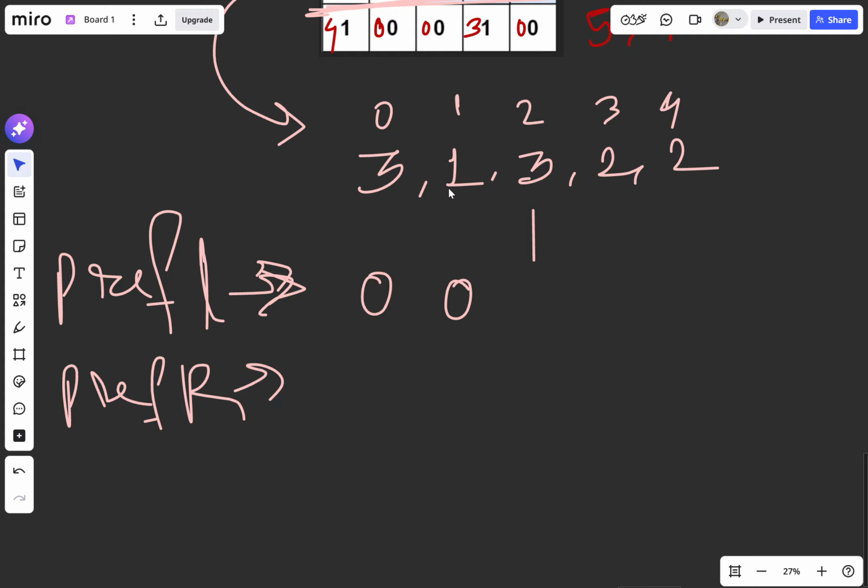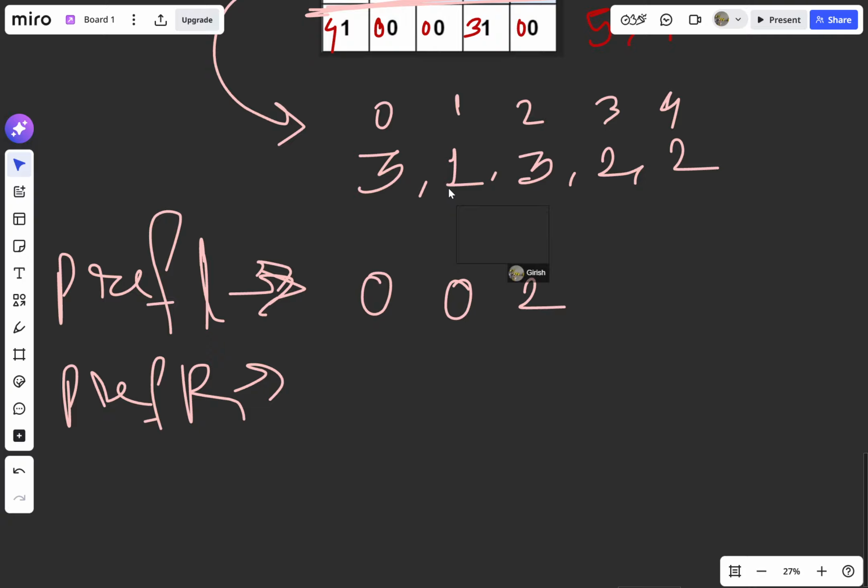Now after this we have 3 here. We have to check whether the 1 is greater than or equal to 3, but 1 is less than 3, so we cannot store 0 here; we will store 2.